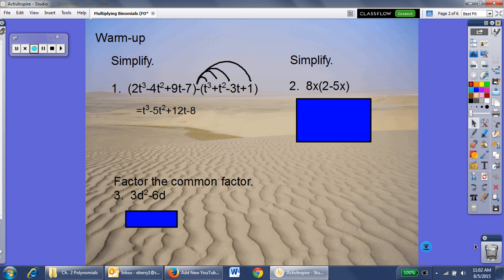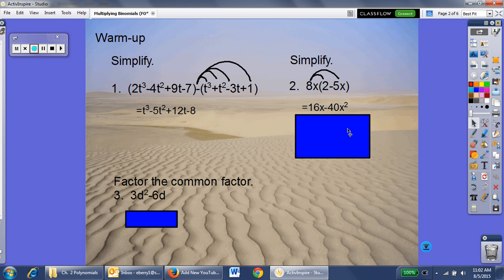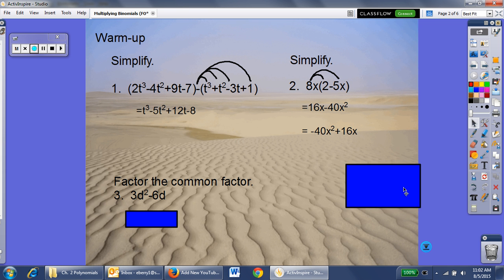Number 2, simplify by multiplying and distributing the 8x to everything next to it. When you do that, you get this first answer, and then writing it in descending order from highest to lowest exponent, you get this final answer.